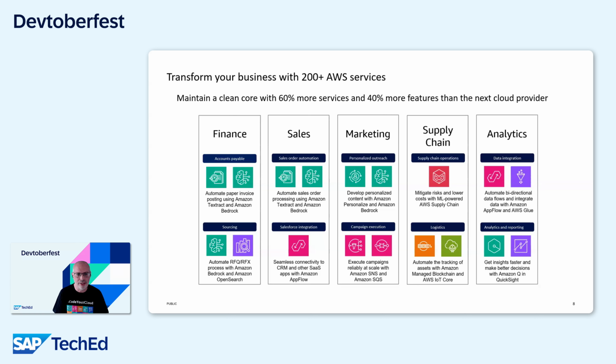On the sales side, again, we're seeing customers automate sales orders processing using Textract for OCR. In marketing, we've seen customers use the ability to personalize content using Amazon Personalize and Bedrock to generate customer-specific personalized content when they send that out via SAP.